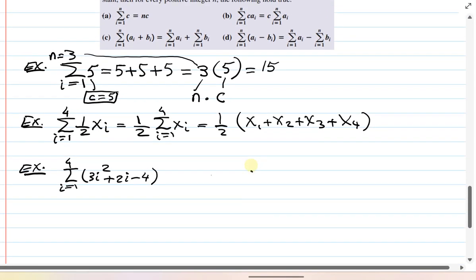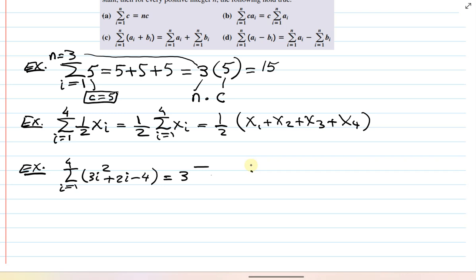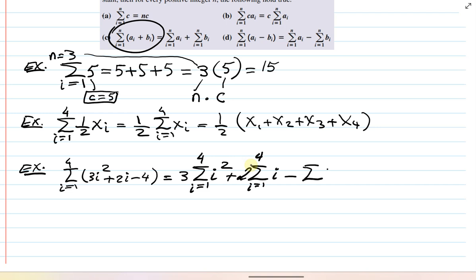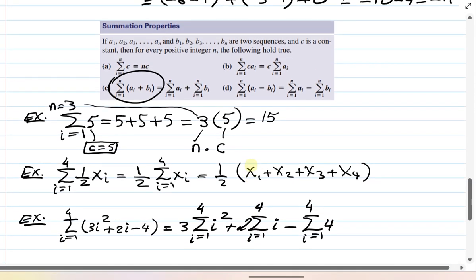The part that I can use right now is the following. I can write this as 3 sigma of i squared, i from 1 to 4, plus, I'm doing the addition rule, plus the sum, i goes from 1 to 4, of i, bringing the 2 outside. See that 2i? I can bring 2 outside, and I did. It is now on the outside. There is the 2. And then, of course, negative the sum of a constant 4, i goes from 1 to 4. So this is how I can rewrite it.